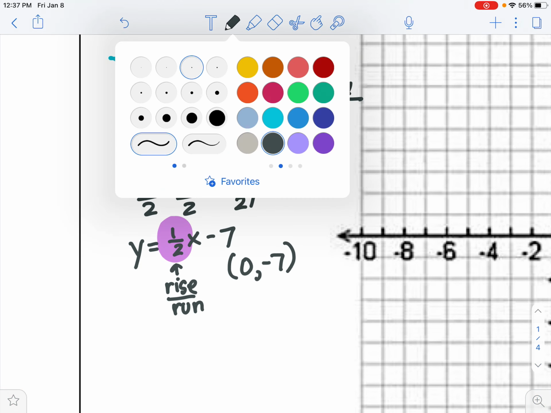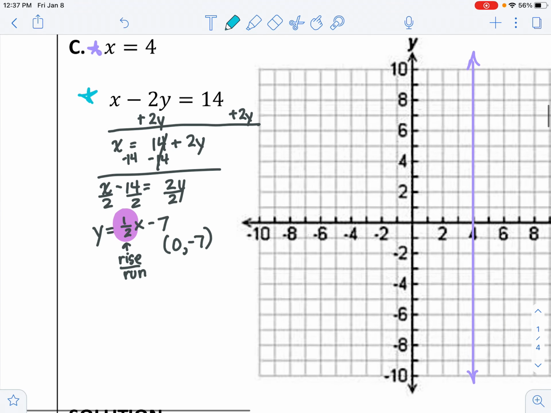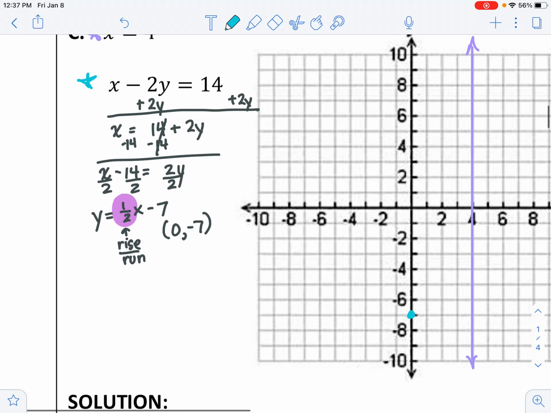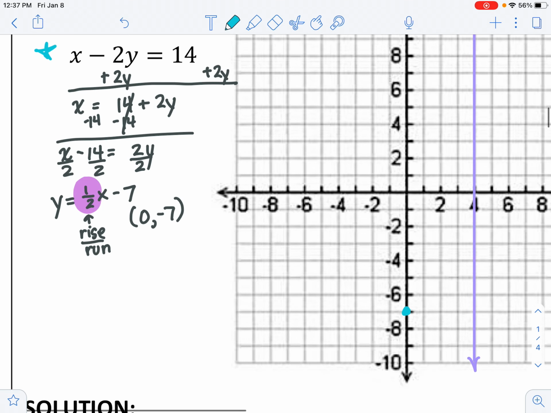So we're going to go over to our graph. We're going to start at the y-intercept, which is the point (0, -7), and our slope is positive. So to make our line rise from left to right and have a positive slope, we can either go up 1 and to the right 2 to get our points, or we can go down 1 and to the left 2 to get points. So remember, when you're doing your slope, you can get points in both directions, okay?